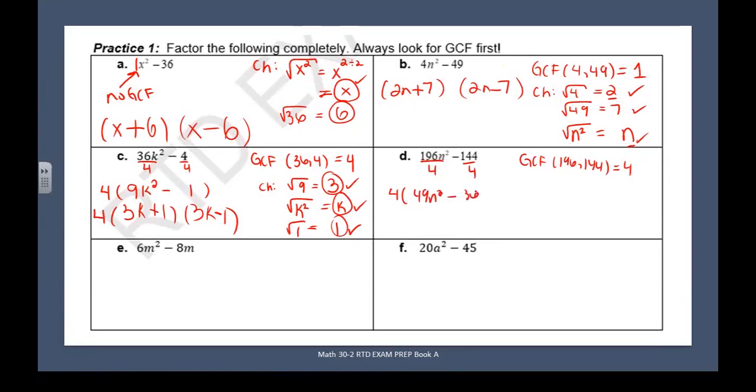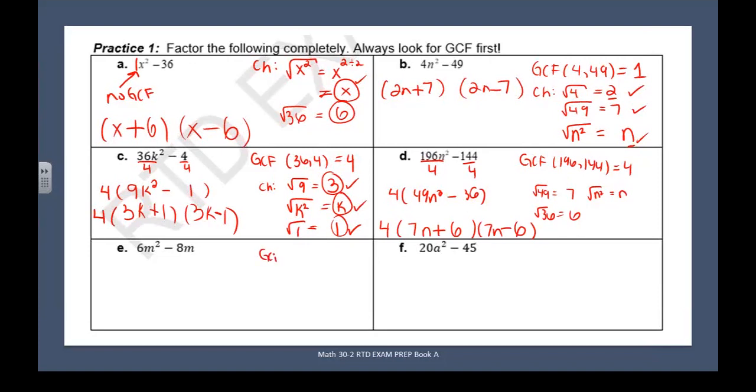squared minus 36. So whenever I have two things that are subtracted, I just want to check if they are perfect squares. So square root of 49 is 7. The square root of n squared is n. Square root of 36 is 6, so I'm good to go. So don't forget to keep the 4 on the outside. The square root of 49 is 7, and the square root of n squared is n. And then square root of 36 is 6 and 6, and I add one and subtract the other.